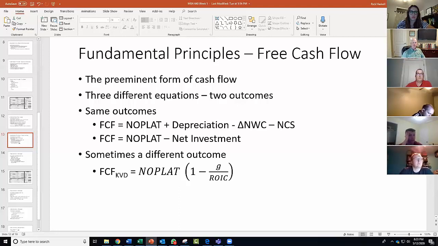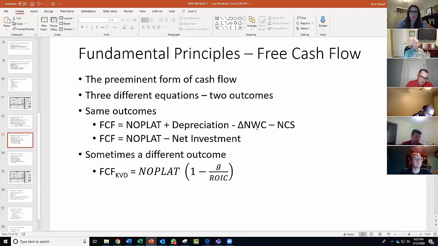You're going to find that there are 3 separate equations for free cash flow. 2 of them technically look separate, but they're the same thing. You just don't immediately see it. And that's these 2 here. Free cash flow equals NOPLAT plus depreciation minus change, this little delta means change, in net working capital, minus net capital spending. And that's one equation. And by the way, that's the equation we will use 95% of the time for free cash flow.